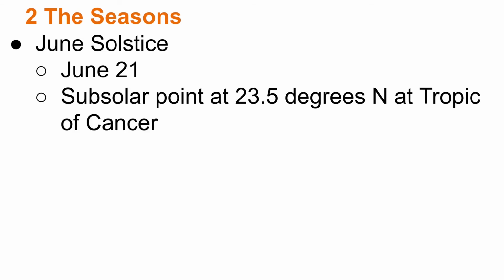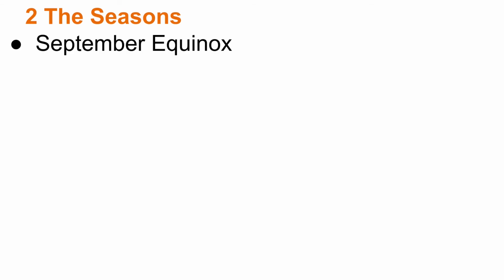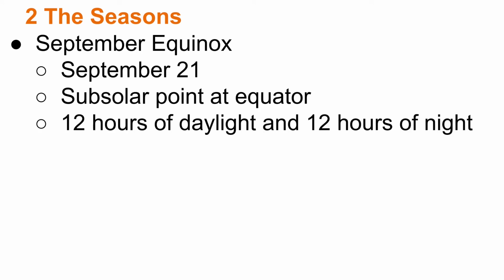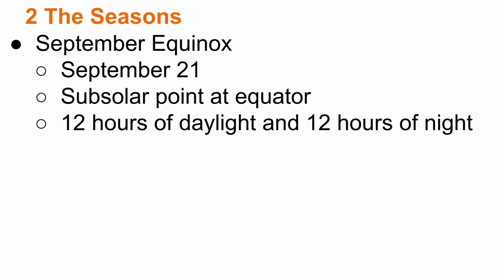June solstice, June 21st. The subsolar point is now 23.5 degrees north at the Tropic of Cancer. It is summer in the northern hemisphere. And then 3 months later, it's the September equinox, September 21st. The subsolar point is at the equator. Everybody has 12 hours of daylight, 12 hours of night.